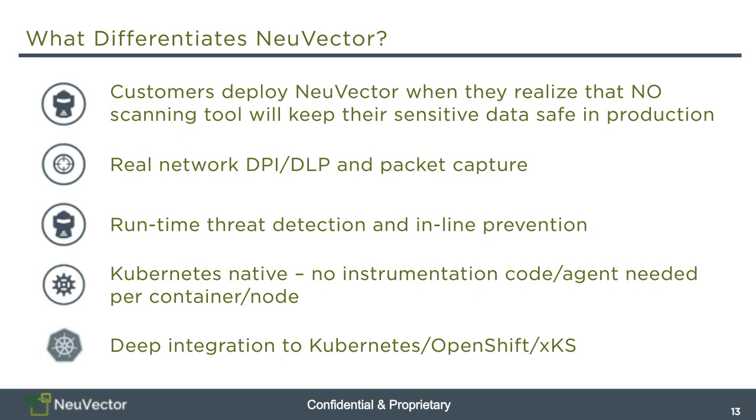We're also the only ones that are entirely Kubernetes native. So we don't need any instrumentation code, we don't need any agents, we don't need any sidecars. As I mentioned, NeuVector is just another container sitting on each node, inspecting all the traffic, and you have a centralized NeuVector controller where you set up the policies that will be pushed out to the nodes. Those nodes can even be across multiple clusters, as I will explain in a little while. And we have very deep integration into Kubernetes and OpenShift, so we know a lot about the environment, and that's where we get a lot of our metadata.